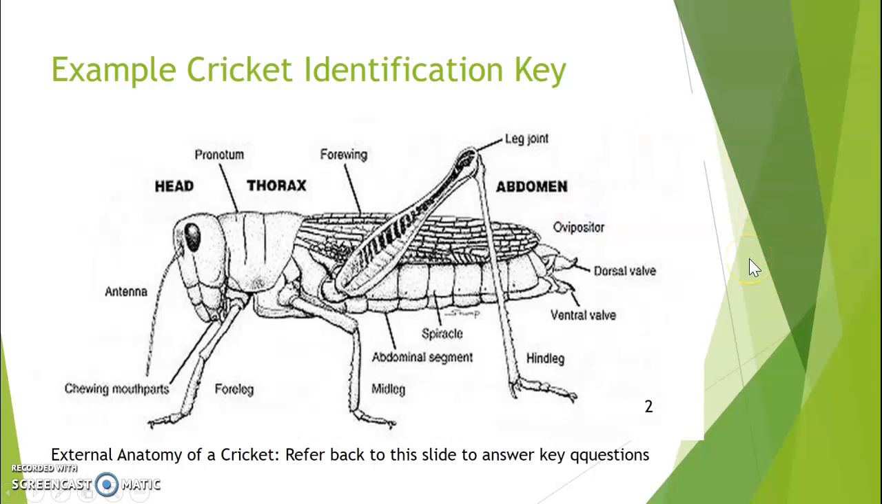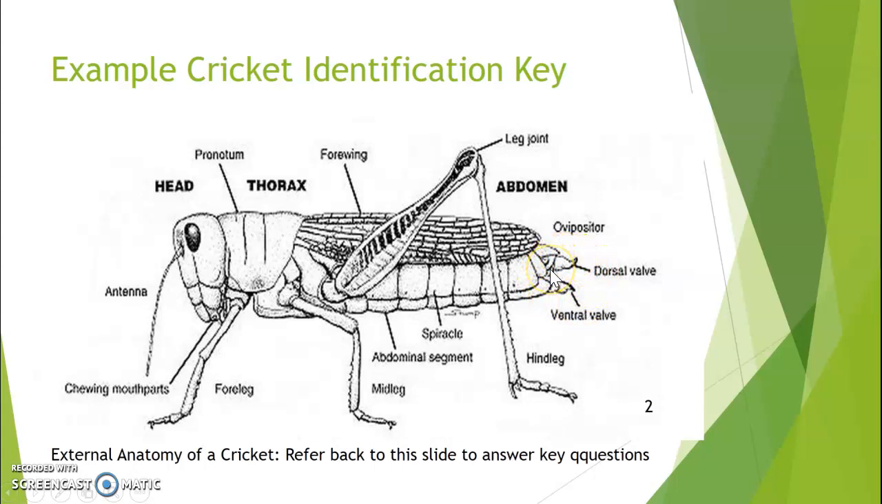So let's go through an example. In order to be able to answer the questions, you need to know a little bit of the anatomy of the cricket. All right, so since it's an insect, you've got three sections: the head, thorax, and abdomen. The pronotum is the area that covers the thorax. You've got three pairs of legs: the foreleg, the middle leg, and the hind leg. And then the other thing that you'll answer questions about is the ovipositor.